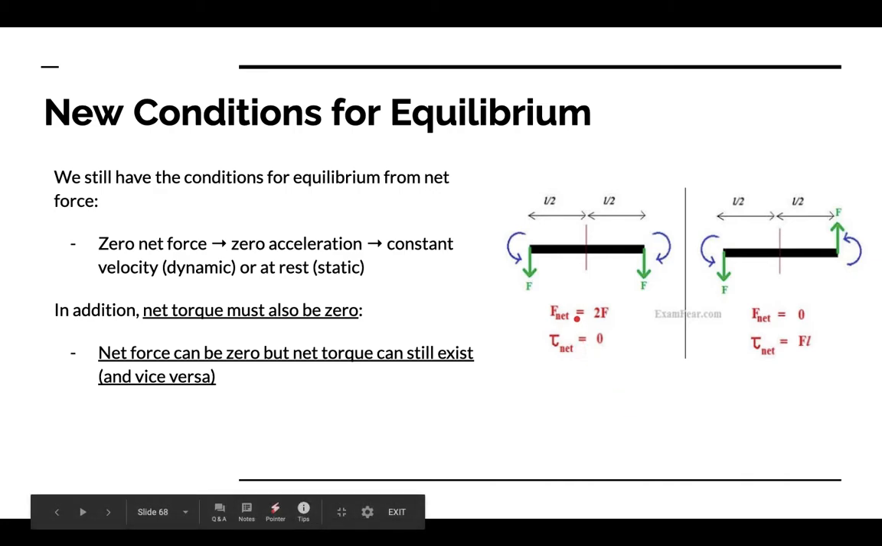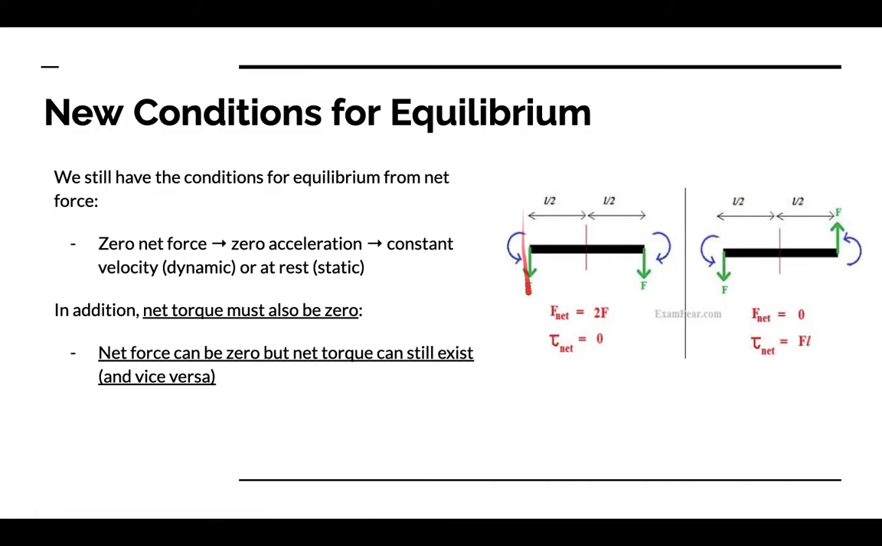In this case right here, our net force is equal to 2F, so we're not in equilibrium, but our net torque is equal to zero because the force acting right here is acting in the counterclockwise direction, while a force acting right here induces a torque in the clockwise direction. So we're not in equilibrium overall here, despite the fact that our net torque is zero.